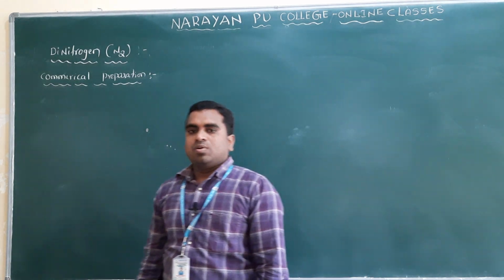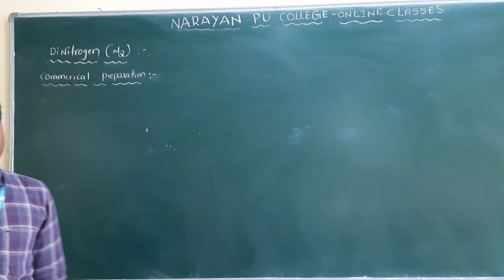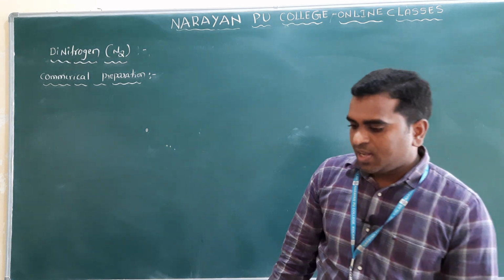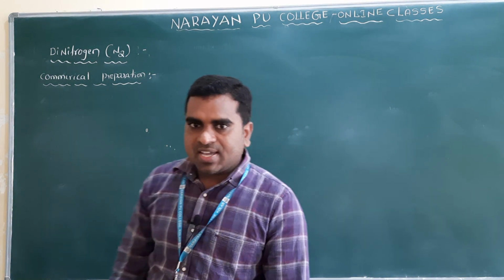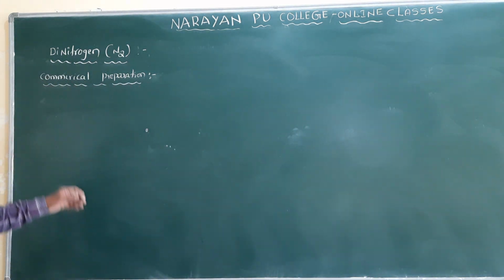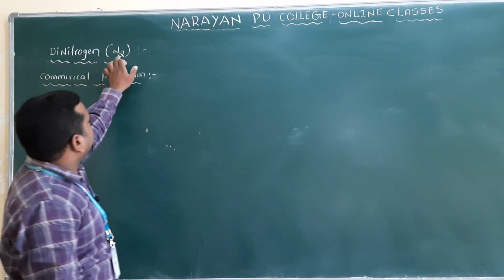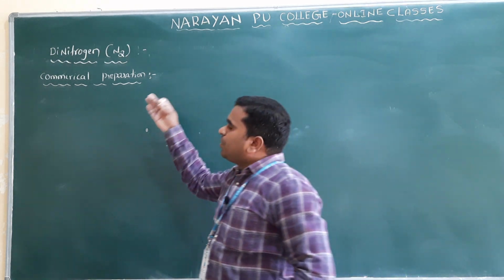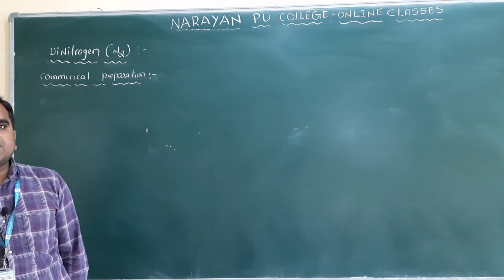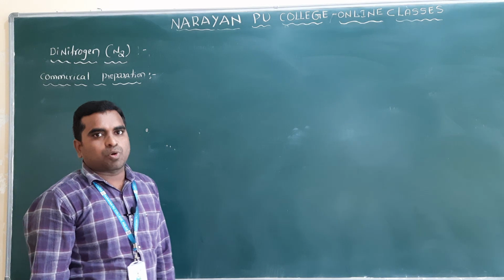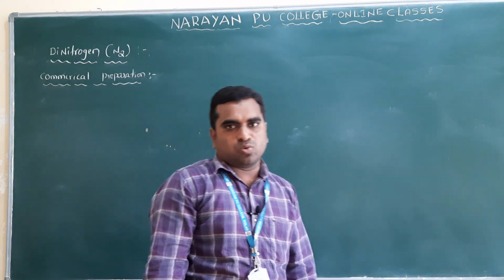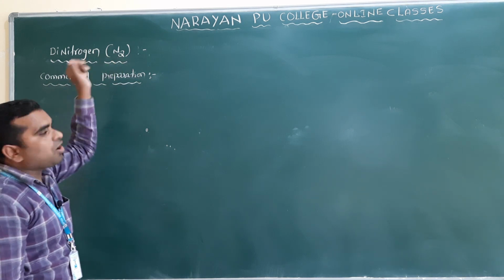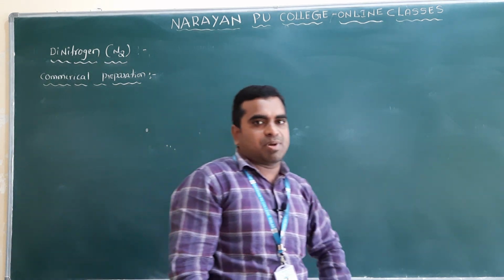So now we have discussed the reactivity of 15th group elements towards hydrogen, oxygen and halogen. Clear? The next concept is dinitrogen, which means N2. So we will see its preparation, then physical properties, chemical properties and then uses. This is the concept. Clear? Commercial preparation of dinitrogen: how is dinitrogen commercially prepared?